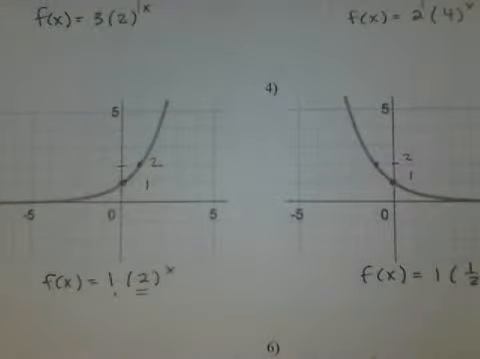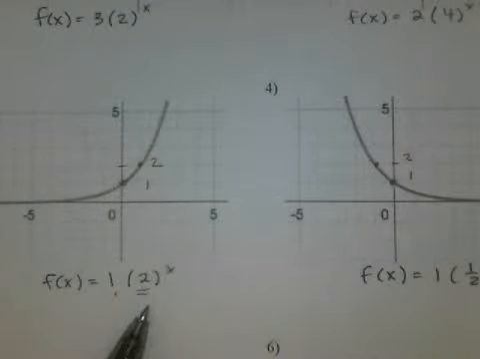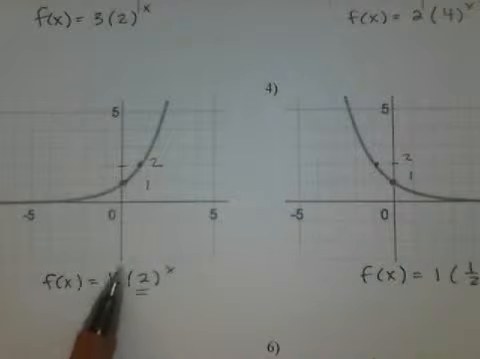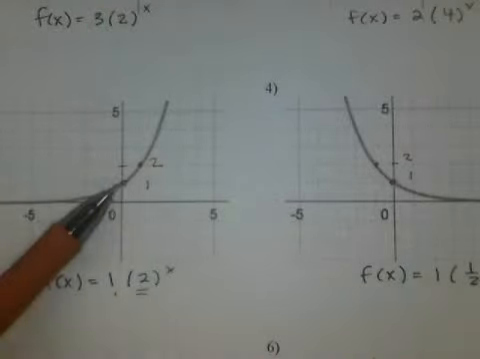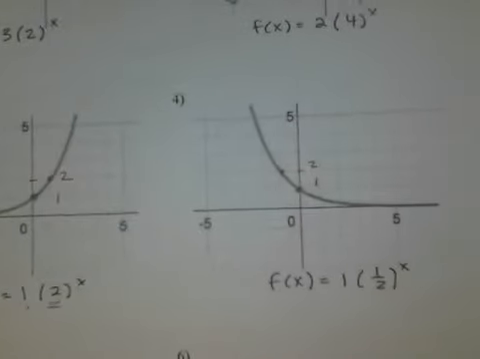Again, you'll notice the first graph is growth. I know that because the multiplier is bigger than 1. It's also facing up, which means the a value is positive, and it is actually positive 1 because that's the y-intercept. The second graph is our first decay graph.